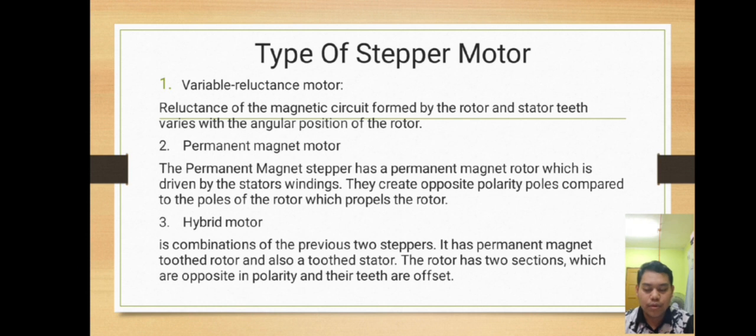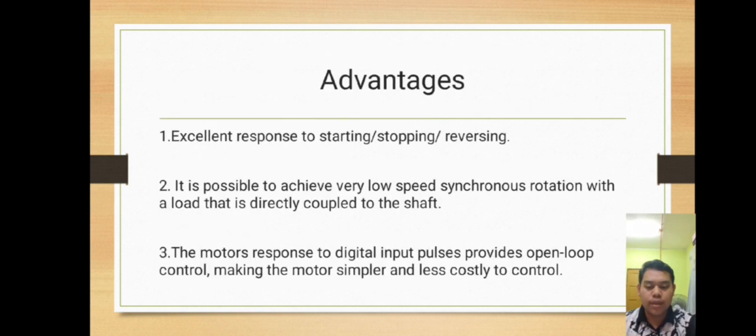Third is hybrid motor. Hybrid motor is a combination of the previous two steppers. It has a permanent magnet rotor and also a toothed stator. The rotor has two sections which are opposite in polarity and the teeth are offset.